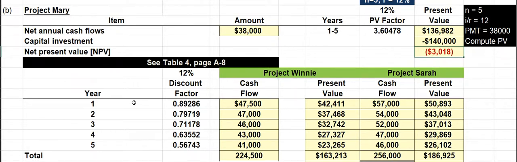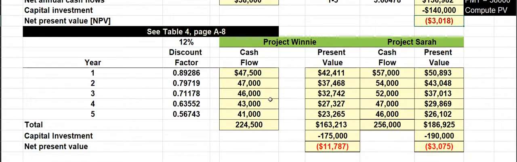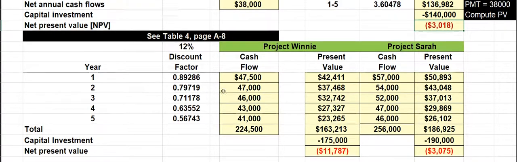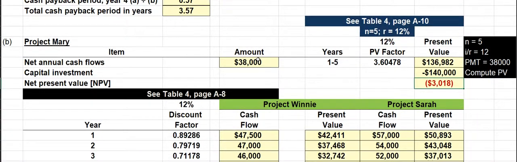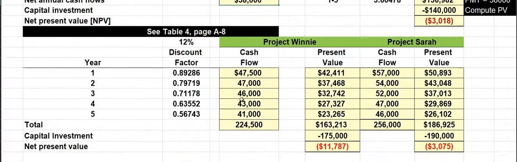We follow the same procedure for the remaining 2 projects. Now for Project Winnie and Project Sarah, we have to do a slightly different approach, because unlike the first project where the annual cash flow was the same, in this case the annual amounts are different. So we have to find the present value for each year's cash flow and then add.